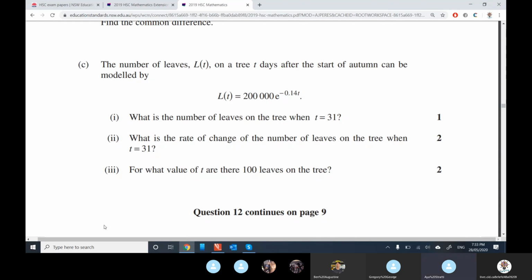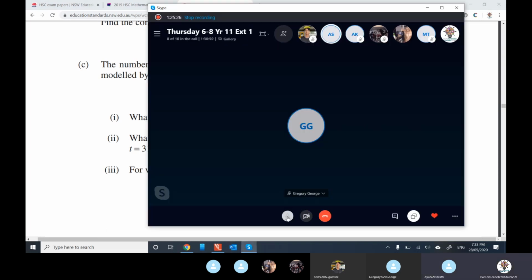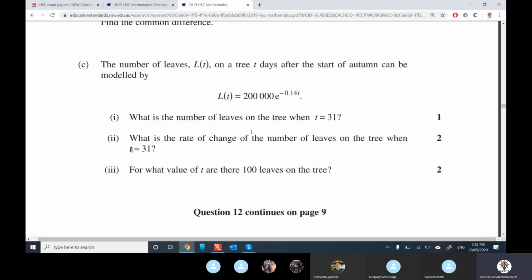Same for the first one, is it where you have to make t 0 first? What is the number of leaves when t is 31? Do you think you're going to let t equal 0? Yeah. So it's just 31. Yeah, of course. And then, what is the rate of change? What are you going to do with that one? Differentiate. Differentiate when t equals 31. So then you're going to sub in 31.